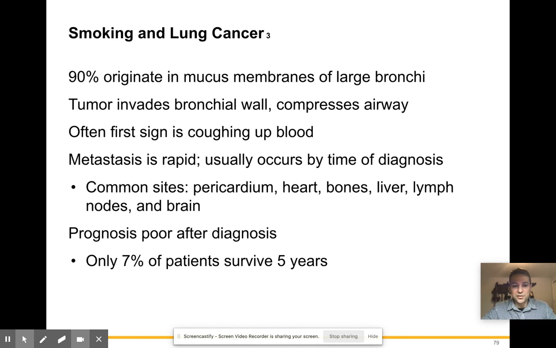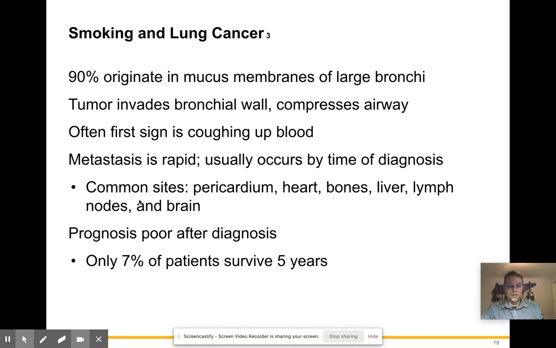You don't want to see blood in your mucus from your lungs. Okay, you can get blood in your mucus from like your nose, because your nasal membranes could bleed due to the air being too dry, things like that. But you don't want it coming from your lungs. You don't want to see blood coming up from your lungs.